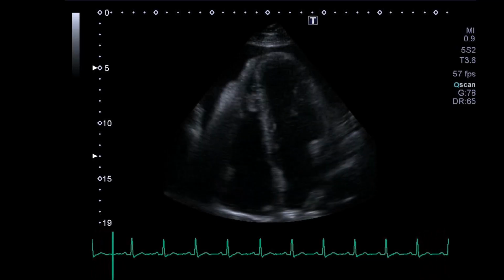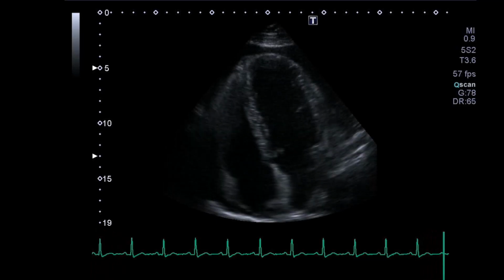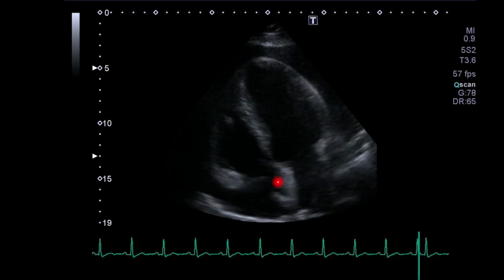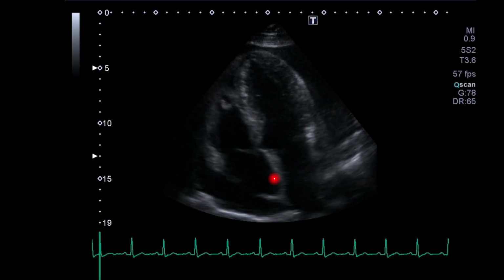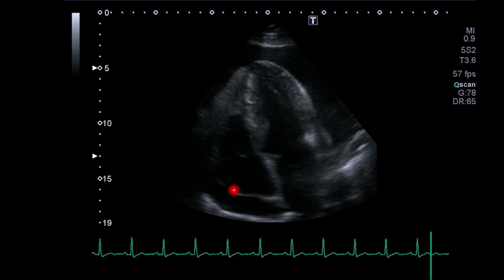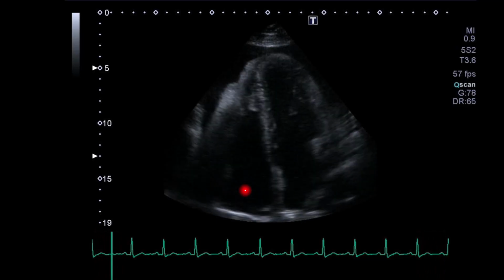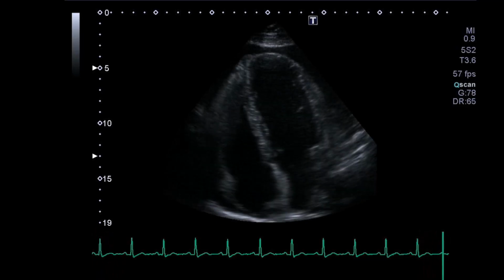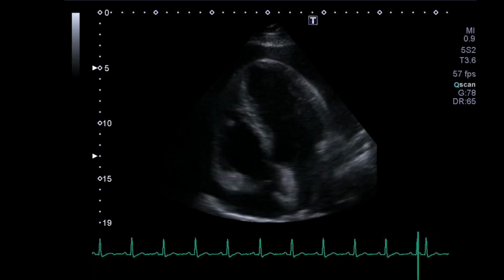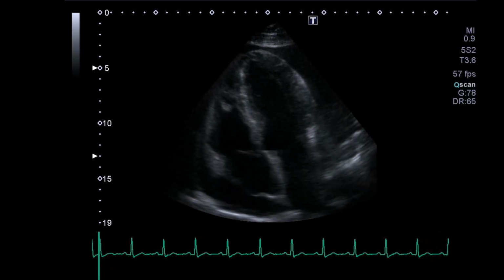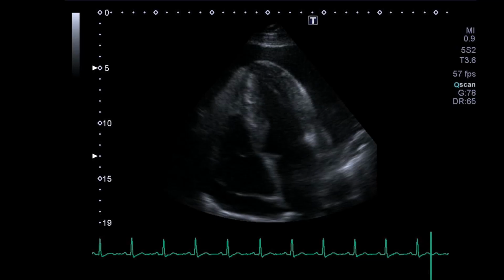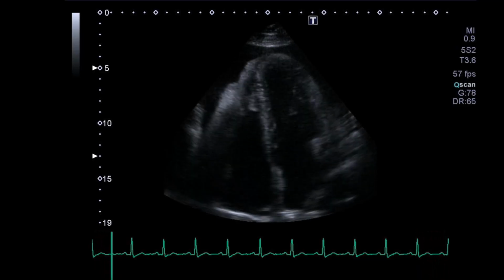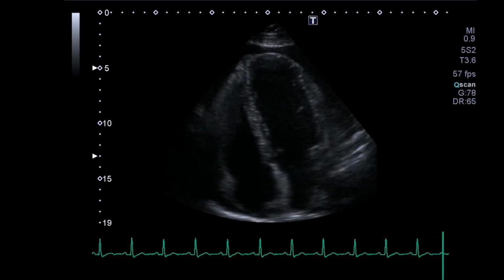So now I would like to draw your attention to the right atrium. You can see here that the right atrial free wall moves a bit like a lasso, or it's comparable to a jumping rope when one person stands in the middle and two move the rope. Alright, and something obviously seems to be happening here. I'll pause the clip now.